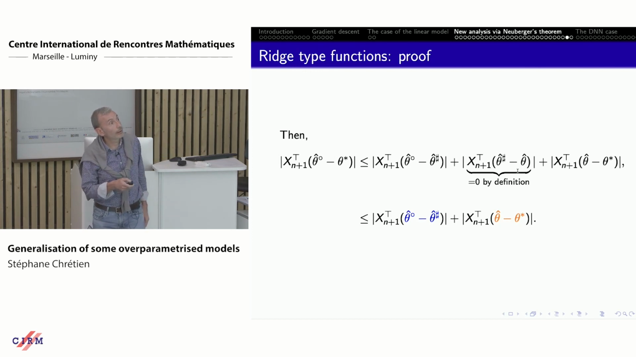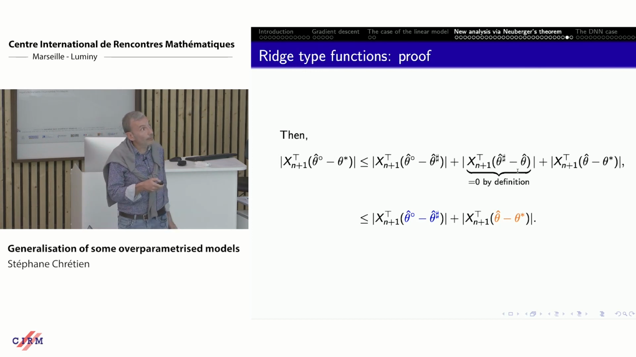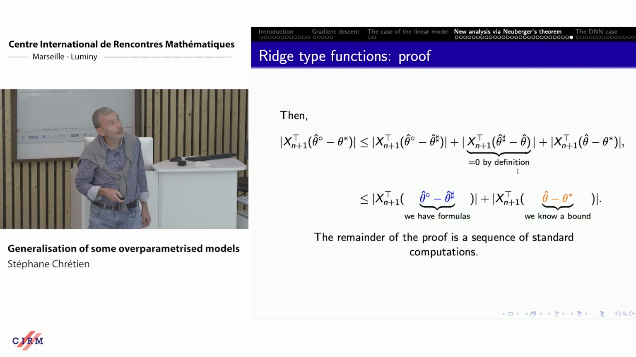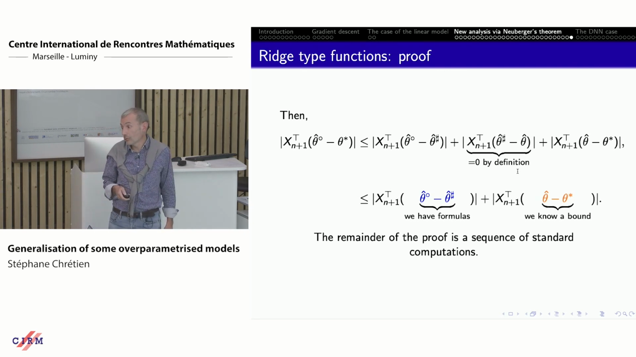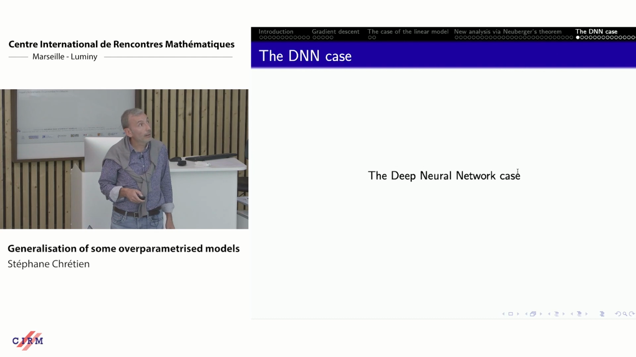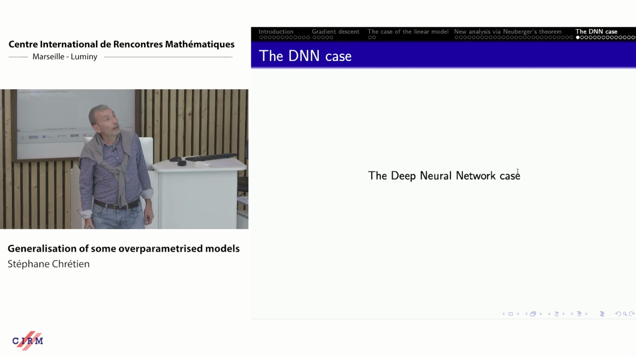with the concatenation of the last data point, and this you know because you can control it from the previous theorem. So there only remains to control this, and the remainder of the proof is just about controlling this, which is not too difficult. Okay, and so with these tools you can try and address different problems.